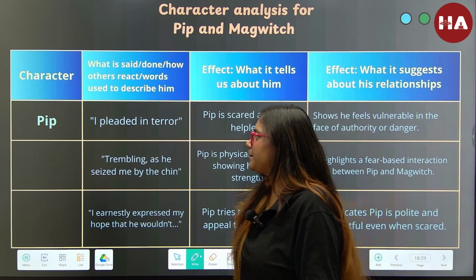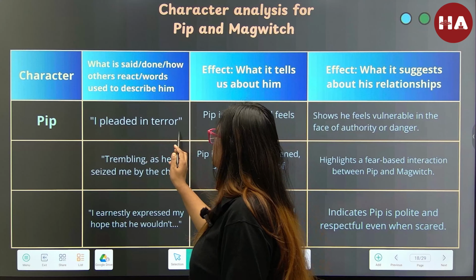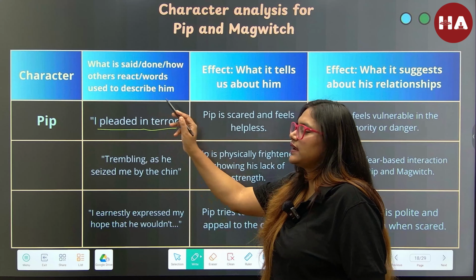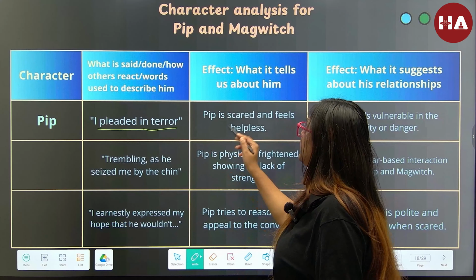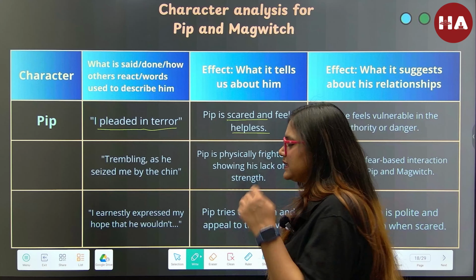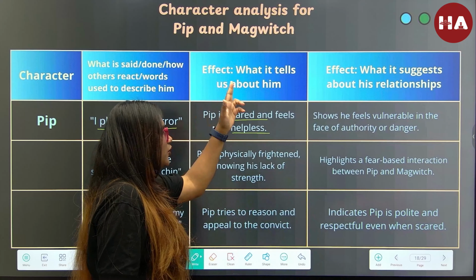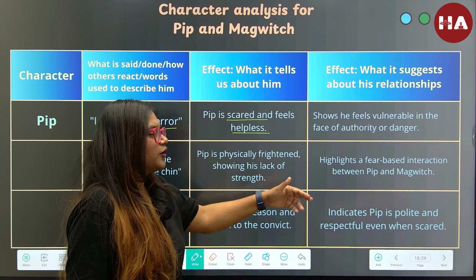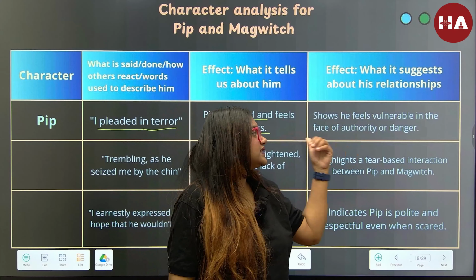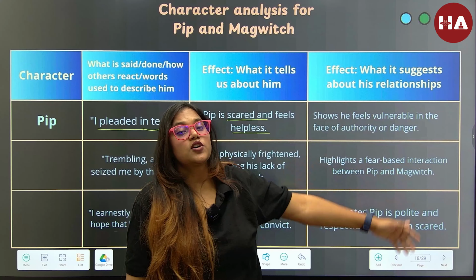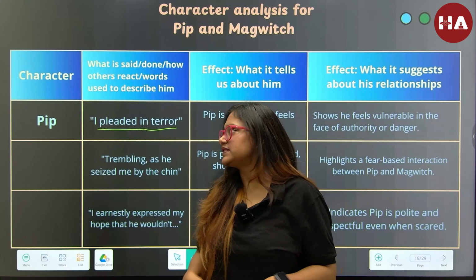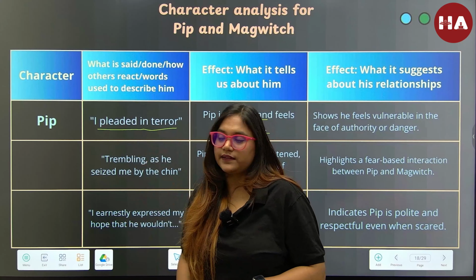So let's see. "Pip, I pleaded in terror." So what does this tell about Pip? Pip is scared and feeling helpless. And what does this tell about his relationship with Magwitch? It shows he feels vulnerable in the face of authority or danger. This is why he wants to save himself, and why he pleaded in terror.